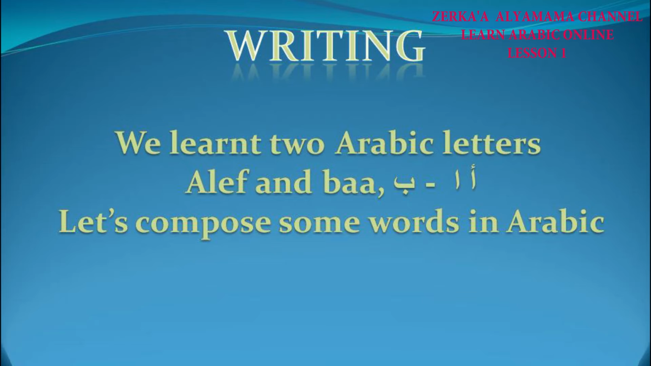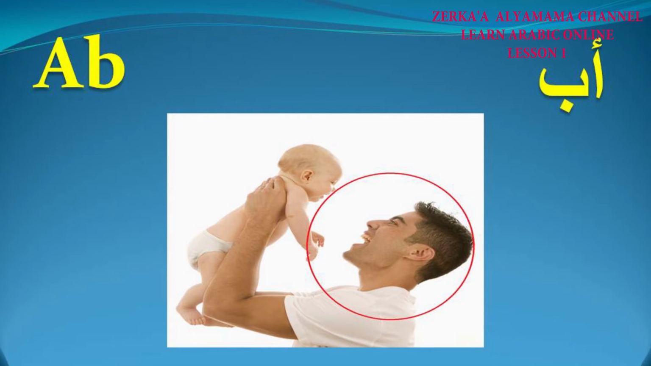Let us compose some words in Arabic. Can we? Yes, we can. The first word we shall learn in Arabic is ab. It contains the two letters in order, alif and ba, number 1 and number 2. The alif here comes in the beginning of the word, so it does not connect with the next letter. It appears as independent. It is independent, and it is in the beginning of the word at the same time.